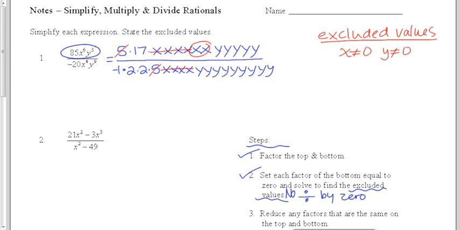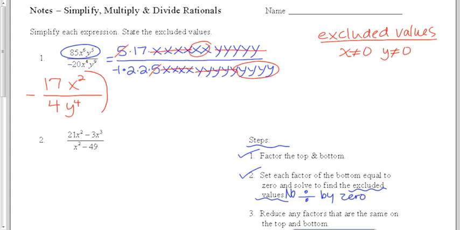With the y's, I've got 5 y's on the top. There's more on the bottom, so I can get rid of 5 down there, and I'll still have 4 left on the bottom when I do that. So my final answer here, the negative remains. I can either write the negative out front on top or on the bottom, it doesn't matter. On the top I have a 17, and I have 2 x's, so x squared. On the bottom I have 2 times 2, which is 4, and I have 4 y's, so I have y to the 4th.